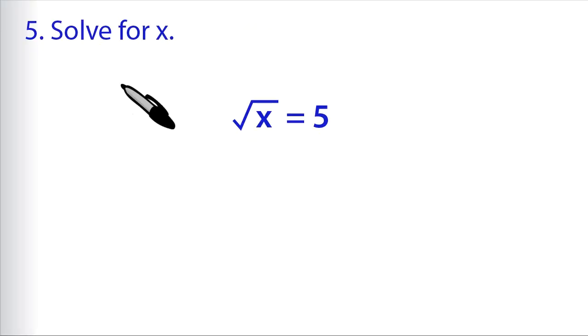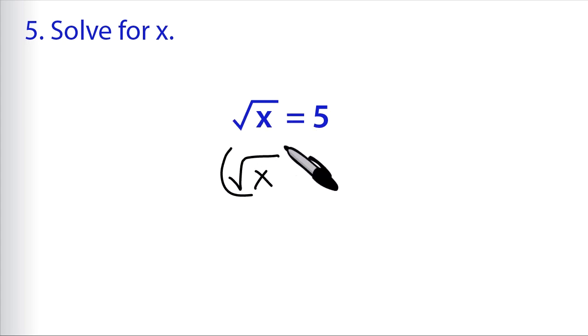For our fifth problem, we have solve for x, and we have the square root of x equals 5. So, to solve an equation, we need to get the unknown all by itself. So we need to undo the square root. And so to do that, we just square this side. So we have the square root of x, and we're going to square that whole quantity. And then it still equals 5, but we need to square both sides. We need to do the same operation to both sides.